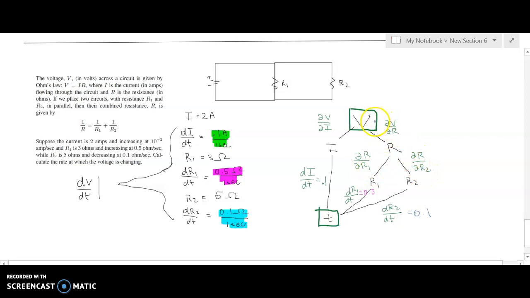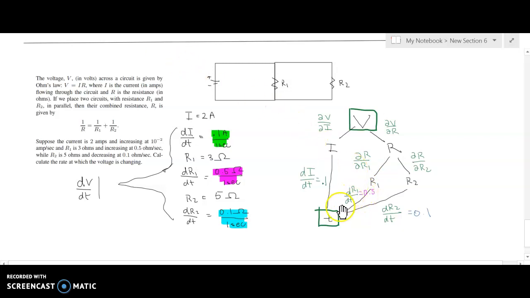I'm going to need to get these because, in order to get dV/dt, I have to get the contribution to the change in voltage due to the change in current, as well as due to the change in resistance. So I'm going to have basically three terms. I'll have dV/dI times dI/dt, which gives me dV/dt. I'll have dV/dR times dR/dR1 times dR1/dt.